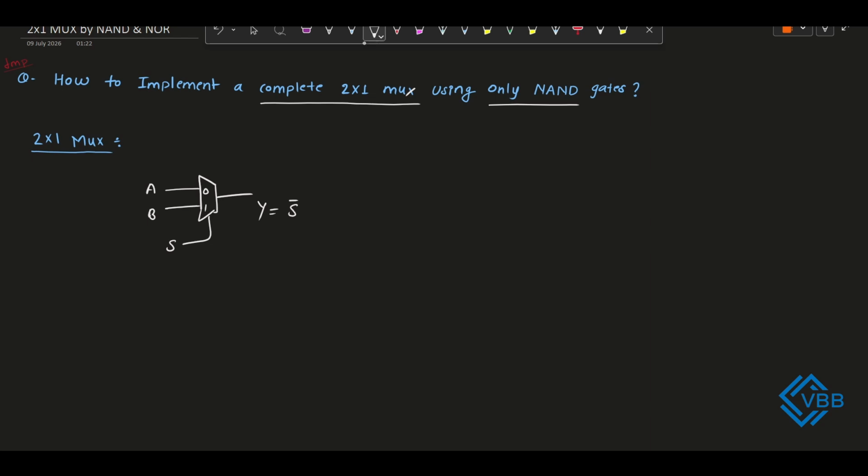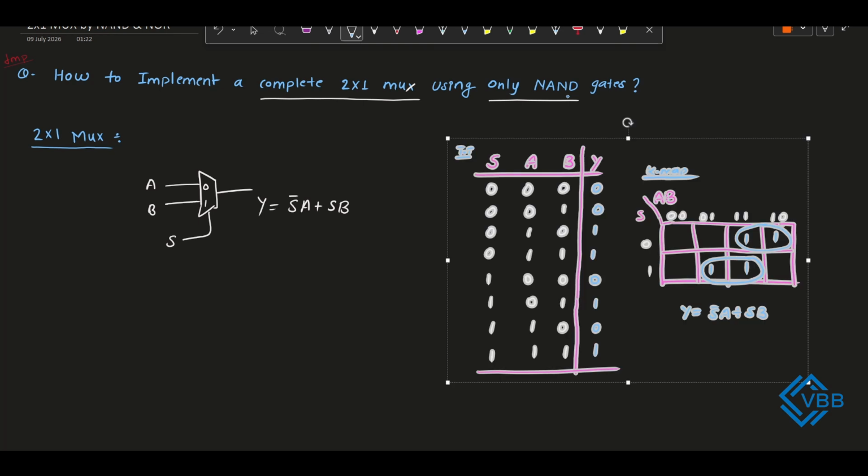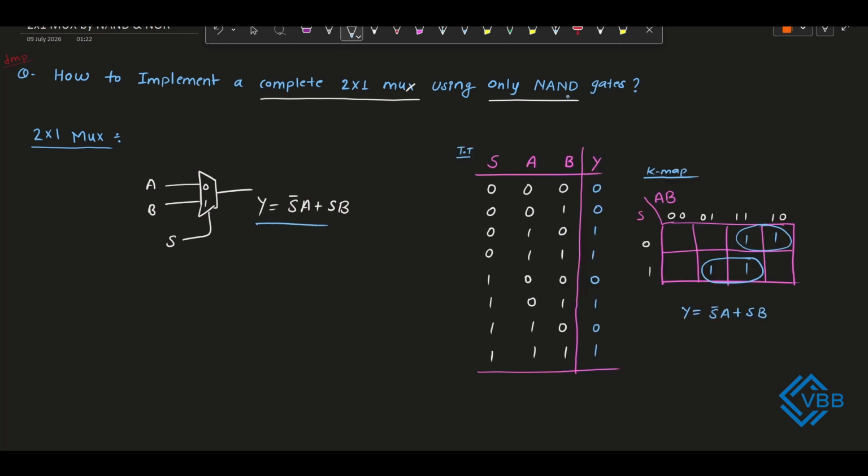If the select line is 0, then the MUX will select input A, and if the select line is 1, then the MUX will select input B. If I talk theoretically about where this expression is coming from, as you all know, based on the input and output, we draw the truth table. I have drawn one truth table here. You can see the number of possible inputs and outputs. If the select line is 0, then the output is A, and if the select line is 1, then the output is B.